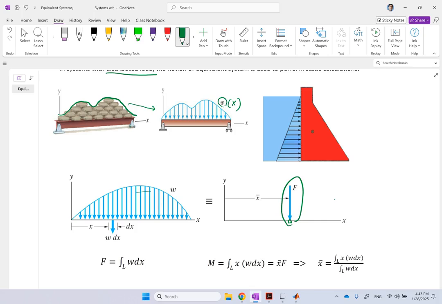And one simple case of that is a dam. In a dam, as you go down, the pressure is equal to the pressure at the surface, P naught, plus the density of the fluid, in this case, let's say water, times g times h. And h starts from here and goes down, so P is going to constantly go up as the depth goes up.